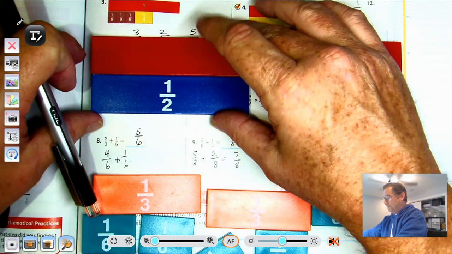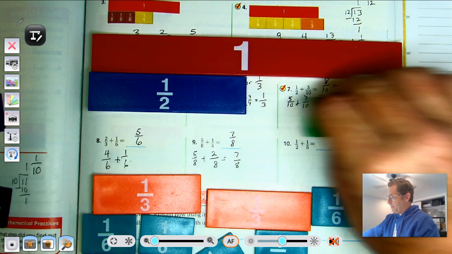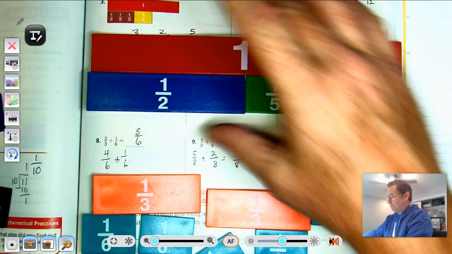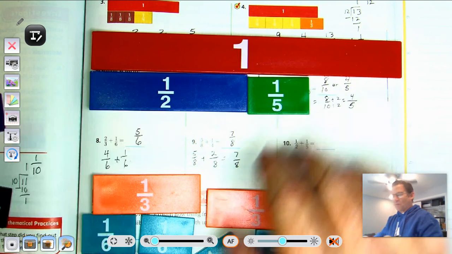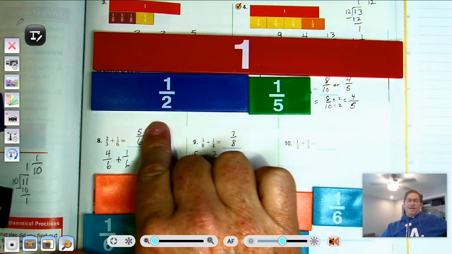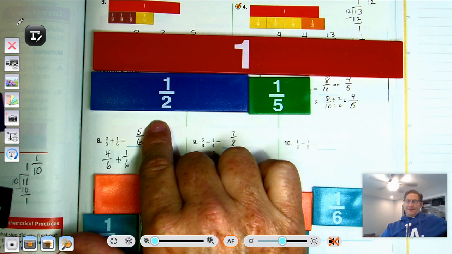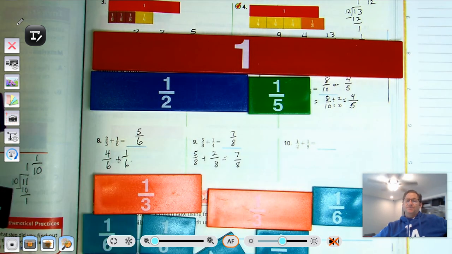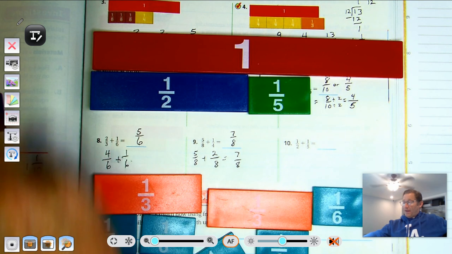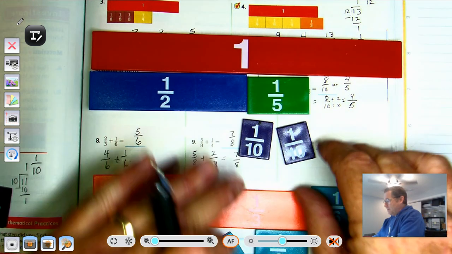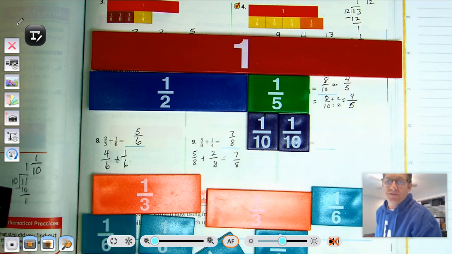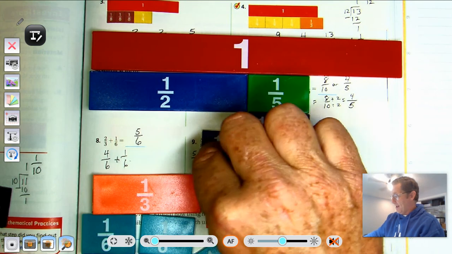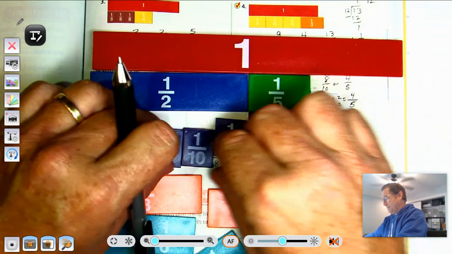1/2 plus 1/5. All right, if we focus on the 2, when I count by 2s, I go 2, 4, 6, 8, 10. I never said 5. So I'm going to have to change both of these denominators. Okay, it's going to be tenths, right? Because 5, I say tenths on that. So 1 fifth is the same as 2 tenths. And 1 half is going to be the same as 5 tenths.